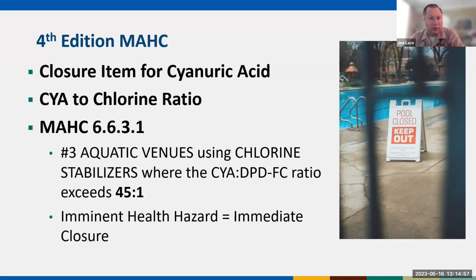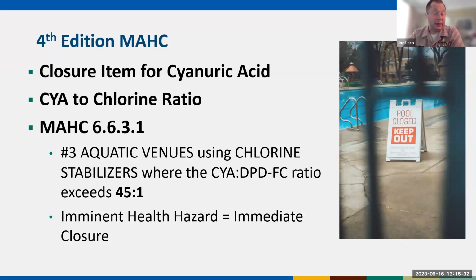But there's a lot of wiggle room in the MAC when it comes to allowable amounts of chlorine. But we still didn't want the ratio to get fiddled with too much. So we kept it at 45-1. And that allows for a little bit higher levels of CYA if you have a little bit higher levels of chlorine. But the ratio is what we zeroed in on. And that is listed now as an imminent health hazard and requires immediate closure. So you'll find that in our inspection form.